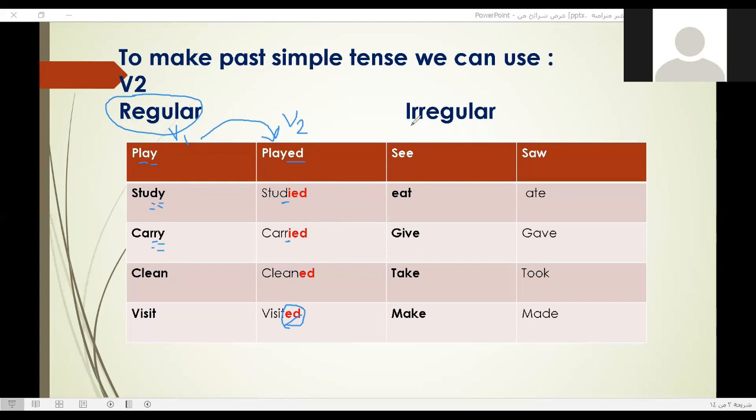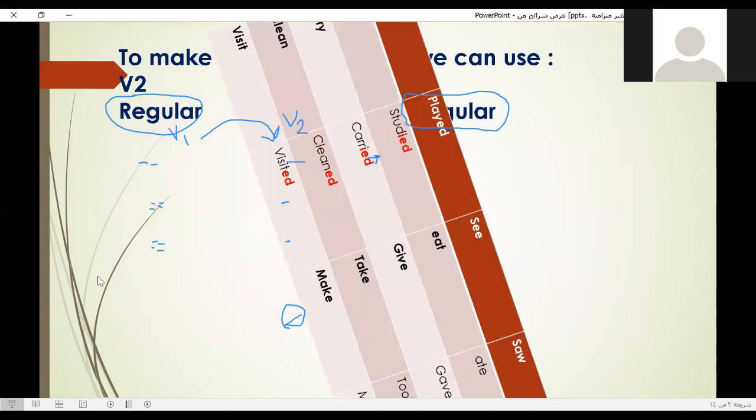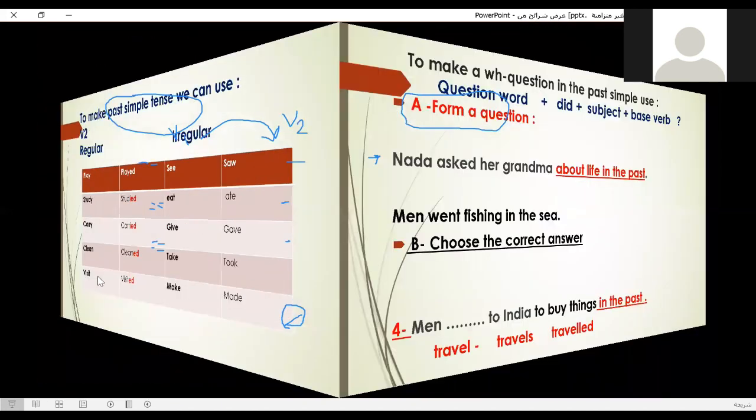But we have here irregular forms of the verbs. Can you read them? Start from here. See, saw, eat, ate, give, gave, take, took, make, made. Thank you very much. So now we can start some exercises about them.